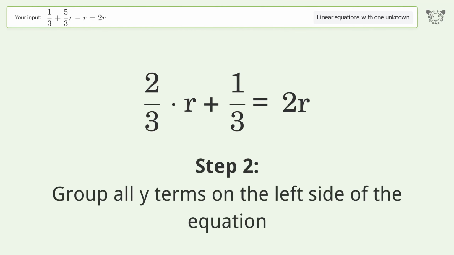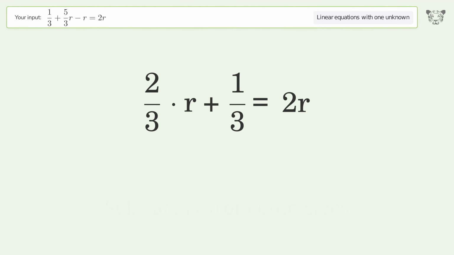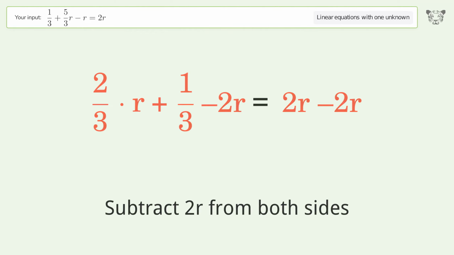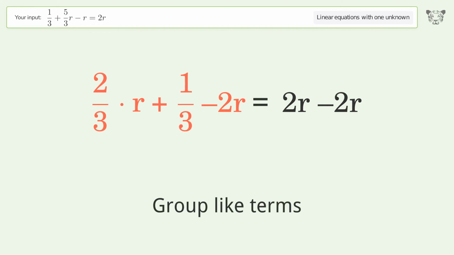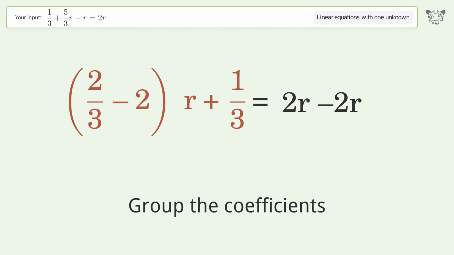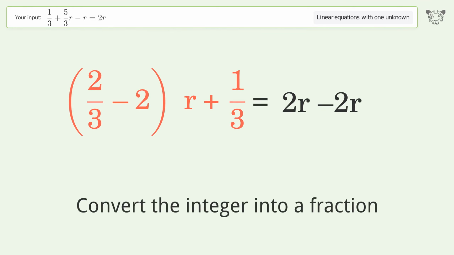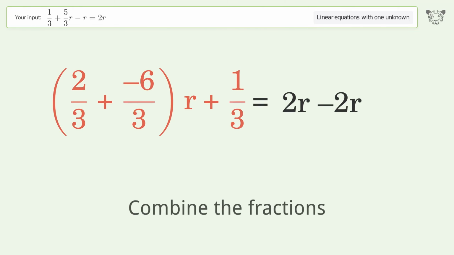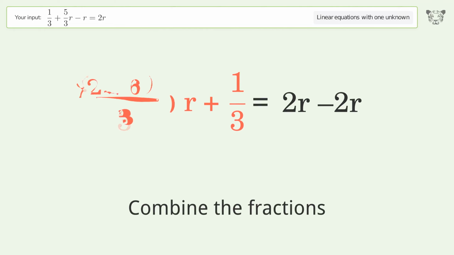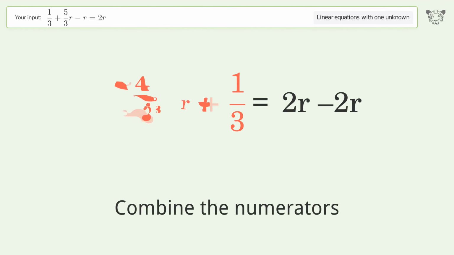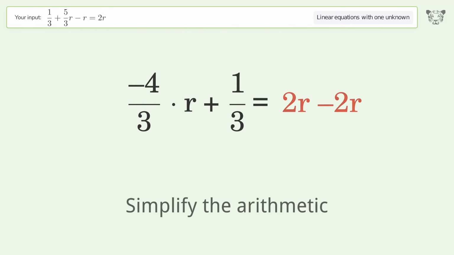Group all y terms on the left side of the equation. Subtract 2r from both sides. Group like terms. Group the coefficients. Convert the integer into a fraction. Combine the fractions. Combine the numerators. Simplify the arithmetic.